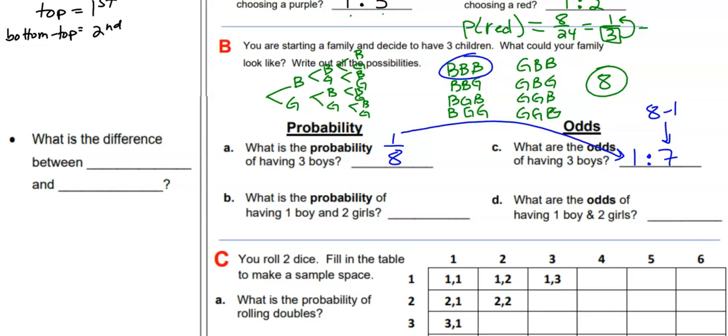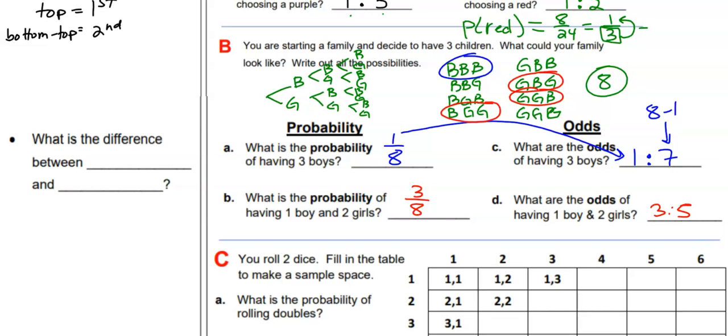Okay, what is the probability of having 1 boy and 2 girls? So we need to find all of them where there's 1 boy and 2 girls. So here's one, and here's one, and here is another one. So 3 different ways that that could happen out of 8 total outcomes. The odds then would be 3 to 5.